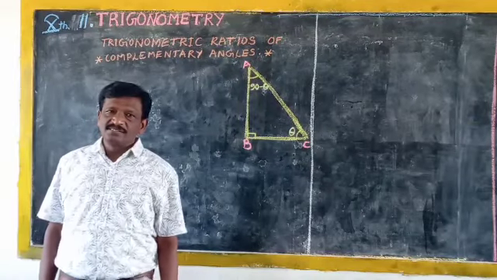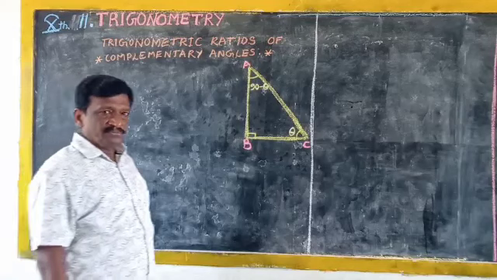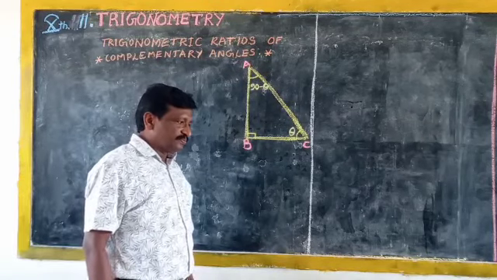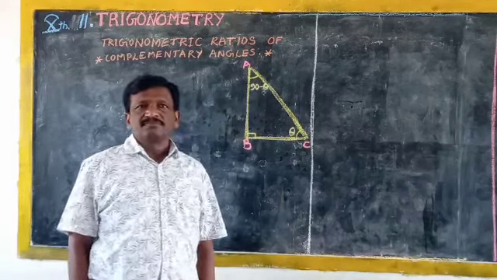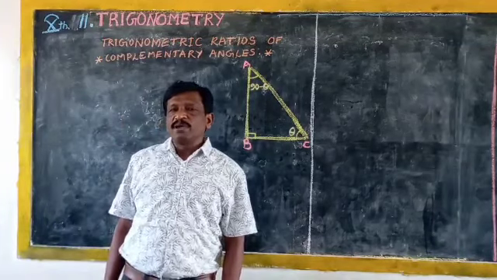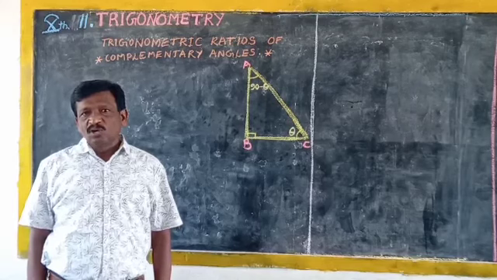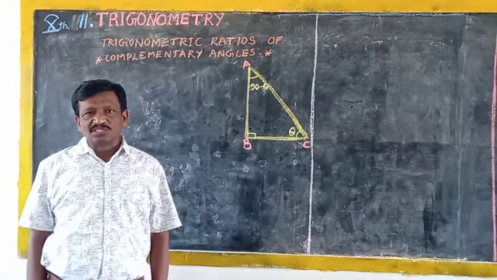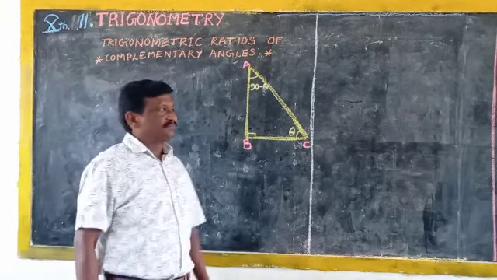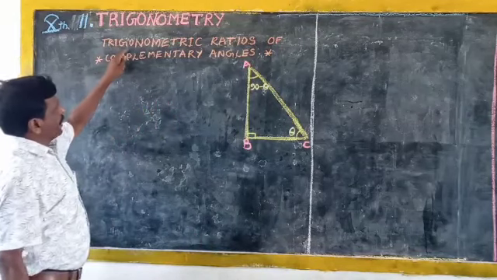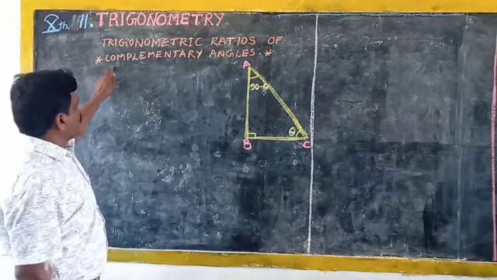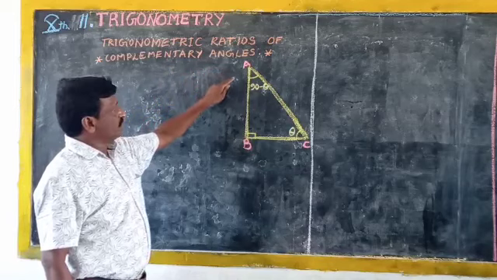We learned part 1, part 2, part 3, part 4 and part 5 in trigonometry. Now we are learning part 6 in trigonometry: trigonometric ratios of complementary angles.